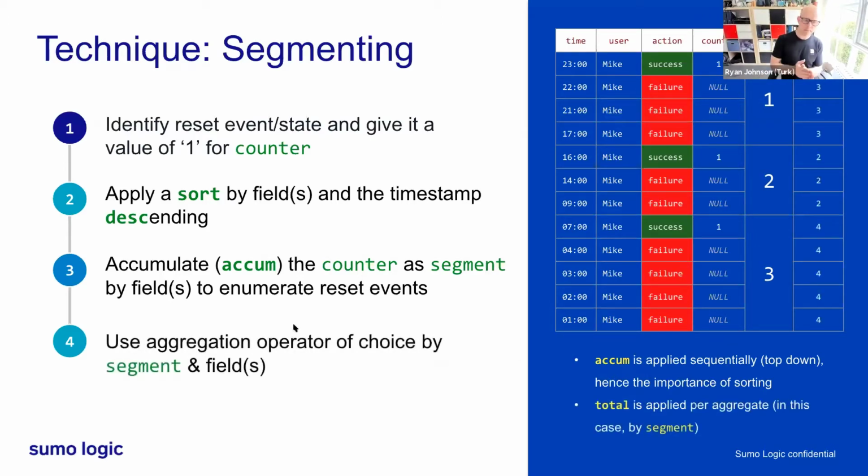And number three is we're going to use our aggregation operator of choice to aggregate by segment over the field. So if I do a total number of failures by segment, I get one, two, three for segment one, two for segment two, and four for segment three. So that's the theory. Let's see it in practice.